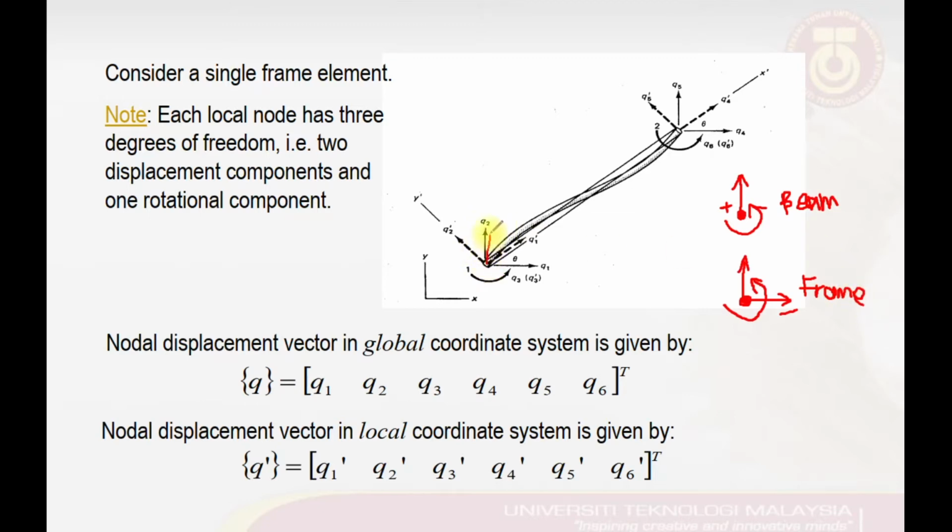In the global coordinate system, as we can see here, we have the horizontal and vertical translations, and also the rotation at node number 1, and we have the horizontal and vertical translations, and also the rotation at node number 2. That means for a single frame element we have 6 degrees of freedom.